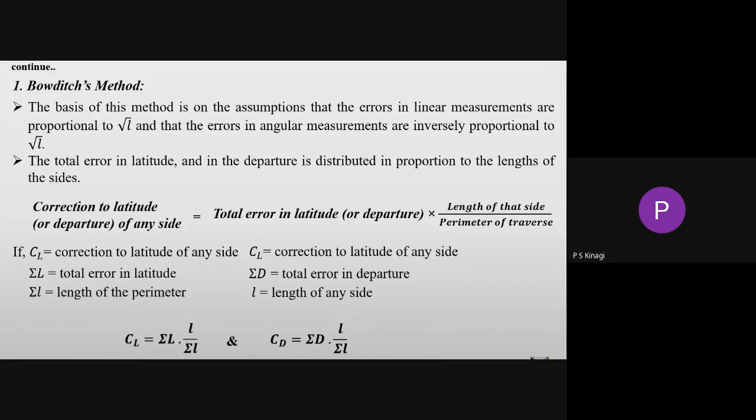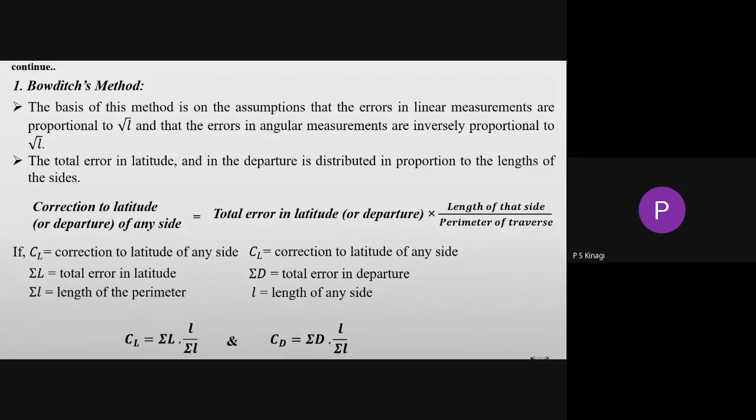First, start with Bowditch's method. In this method, it is an assumption that the errors in the linear measurements are proportional to the square root of L, and the errors in the angular measurements are inversely proportional to the square root of L. So the assumption in Bowditch's rule is that the error in linear measurement is directly proportional to the square root of L, but in angular measurements, it is inversely proportional to the square root of L.